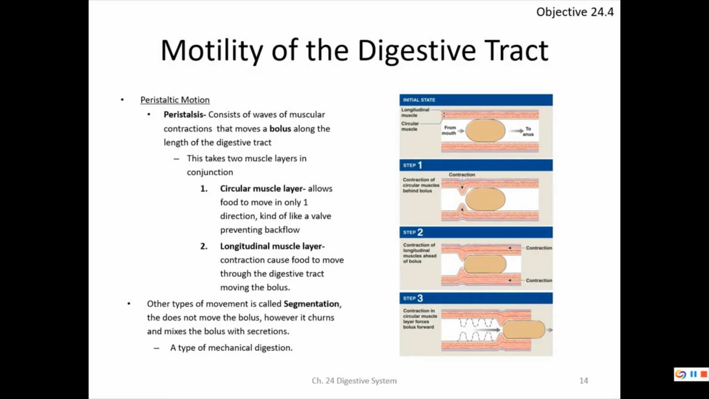Now, segmentation is another type of movement. This is specific to the stomach. Segmentation, making me think of it when I was at home.